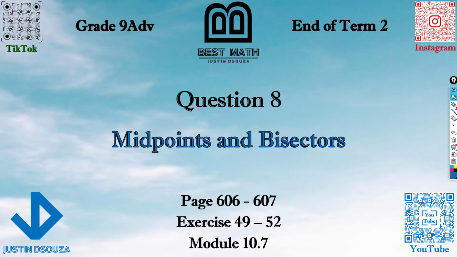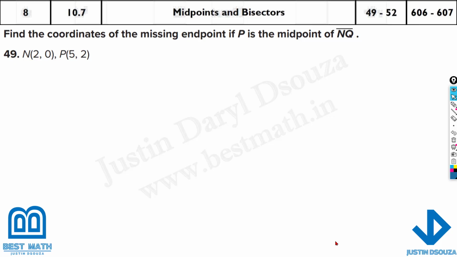This question is about midpoints and bisectors. It's from the module 10.7. Here we have been given two coordinate points. And then we have been told P is the midpoint of NQ. Okay, it's not directly finding the midpoint. Imagine NQ is a line, NQ. This is the second point.